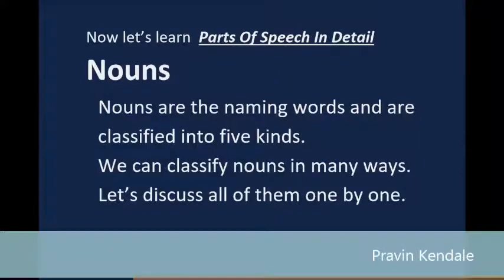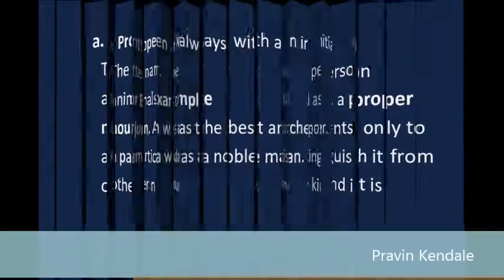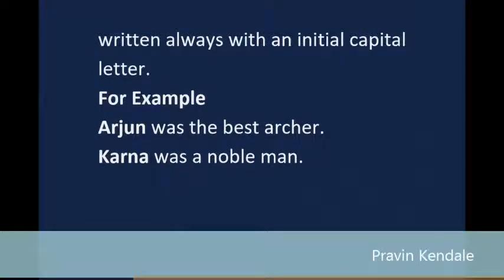A. Proper noun. The name of a particular person, animal or place is called a proper noun. As a proper noun points only to a particular name to distinguish it from other nouns of the same kind, it is always written with an initial capital letter. For example, Arjun was the best archer. Karna was a noble man.